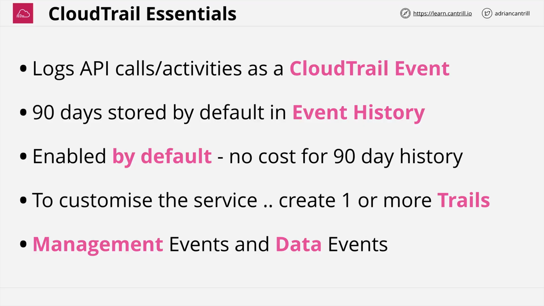These are all control plane operations. Now, data events contain information about resource operations performed on or in a resource. So examples of this might be objects being uploaded to S3 or objects being accessed from S3 or when a Lambda function is being invoked. By default, CloudTrail only logs management events because data events are often much higher volume. Imagine if every access to an S3 object was logged. It could add up pretty quickly.